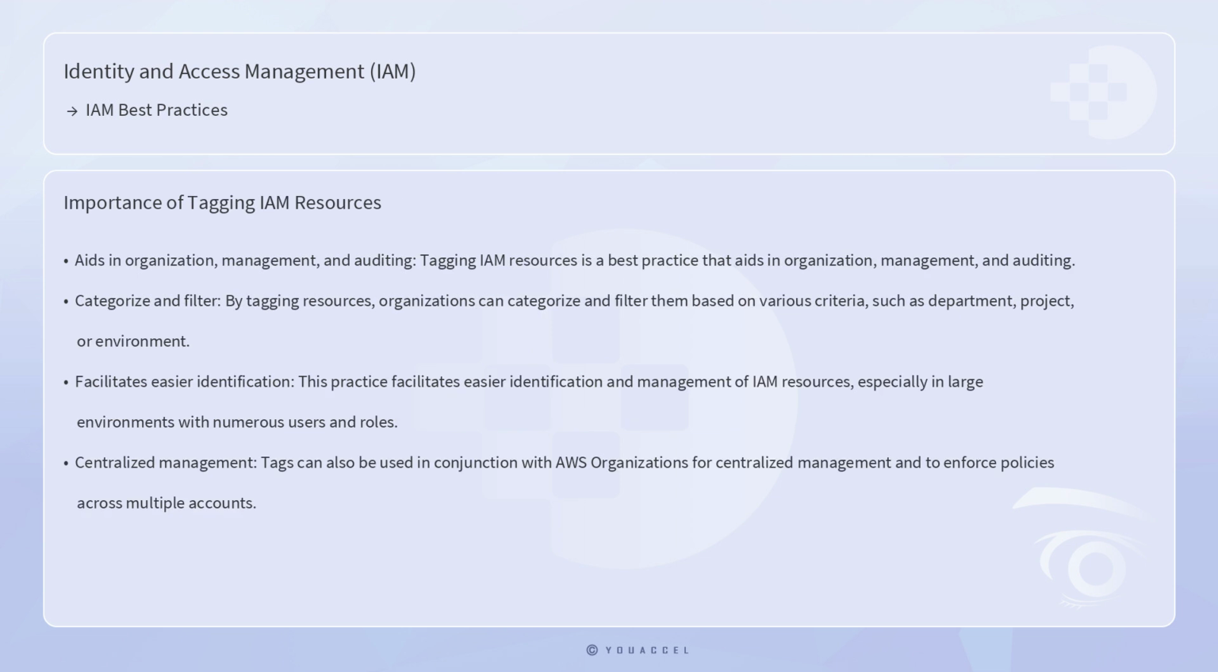Tagging IAM resources is a best practice that aids in organization, management, and auditing. Tags are key value pairs that provide metadata for IAM users, groups, roles, and policies. By tagging resources, organizations can categorize and filter them based on various criteria, such as department, project, or environment. This practice facilitates easier identification and management of IAM resources, especially in large environments with numerous users and roles. Tags can also be used in conjunction with AWS Organizations for centralized management and to enforce policies across multiple accounts.